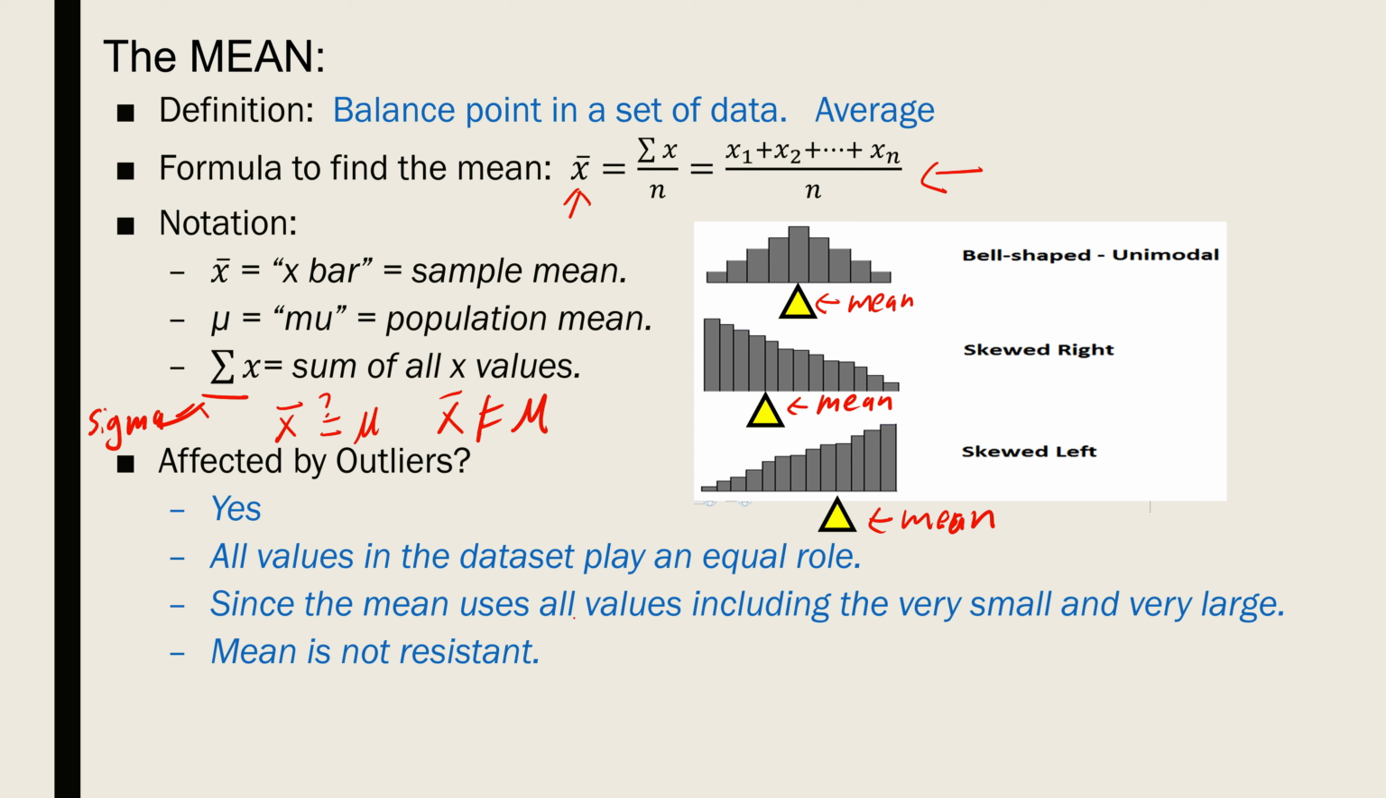Because the mean uses all values, including the very small and very large numbers, the mean is affected by outliers, and all values in the data set play an equal role. Overall, this means the mean is not resistant.